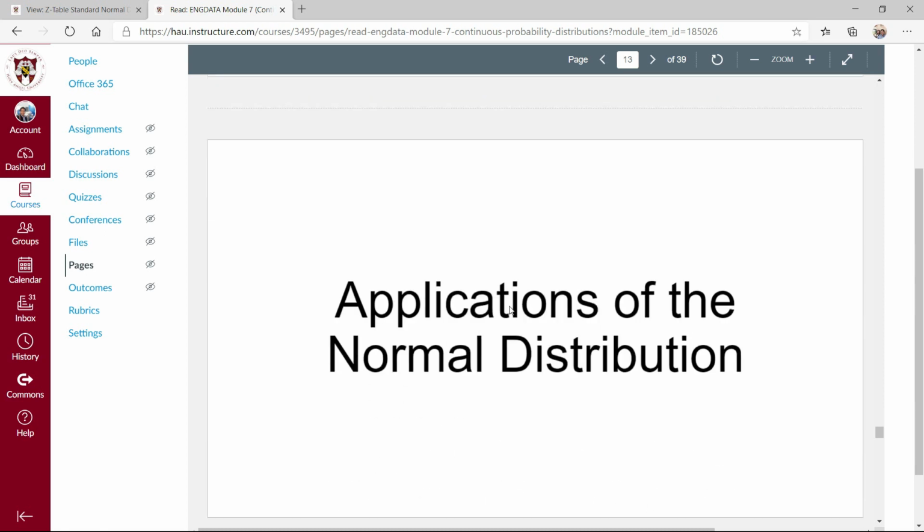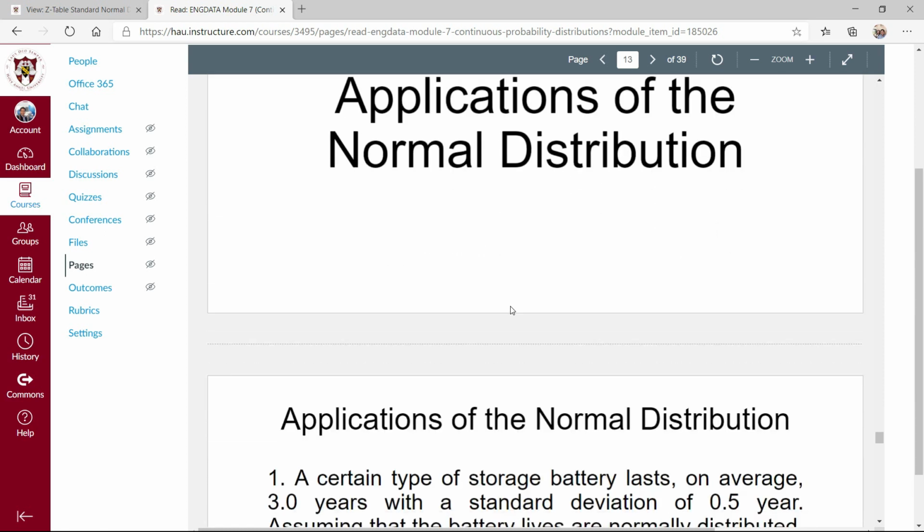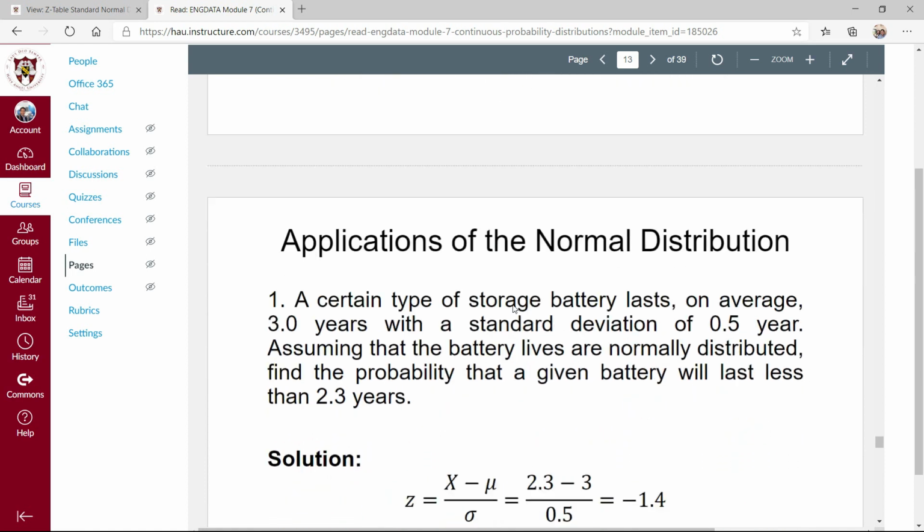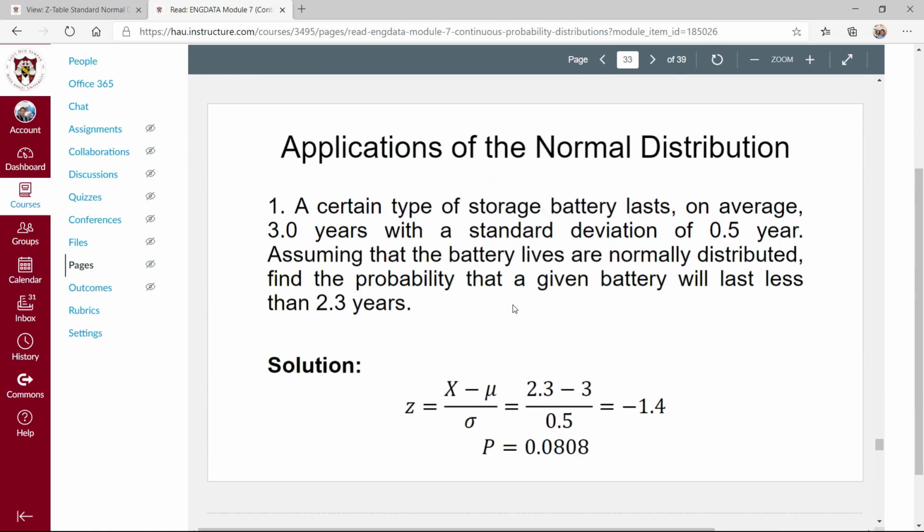Okay, and now the application for the normal distribution. A certain type of storage battery lasts on average 3 years with a standard deviation of 0.5 year. Assuming that the battery lives are normally distributed, find the probability that a given battery will last less than 2.3 years. Okay, solving for the z.